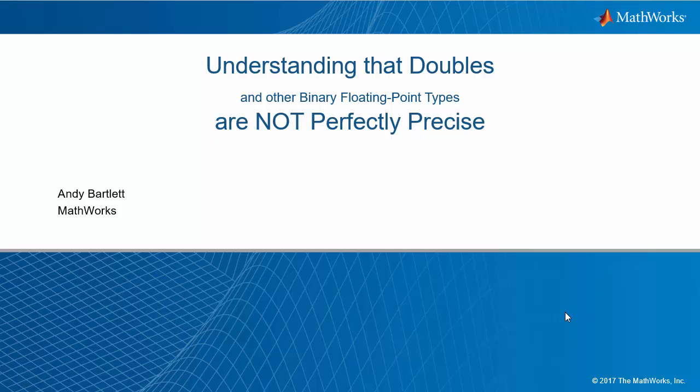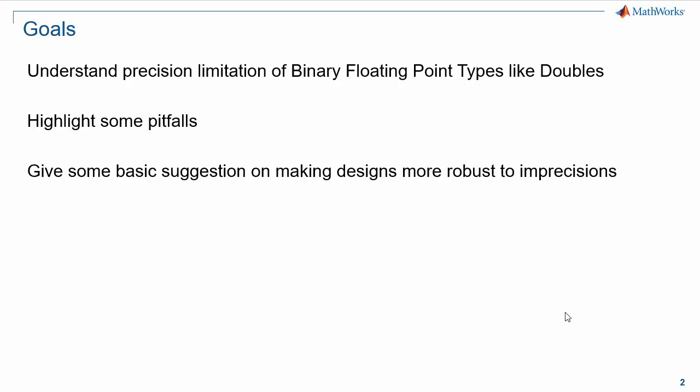Hi, this video is about understanding that double precision floating point types are not perfectly precise. The goal is to understand the precision limitations of binary floating point types like doubles, to highlight some of the pitfalls you could face if you're not aware of this imprecision, and give some basic suggestions on making designs more robust to these imprecisions.